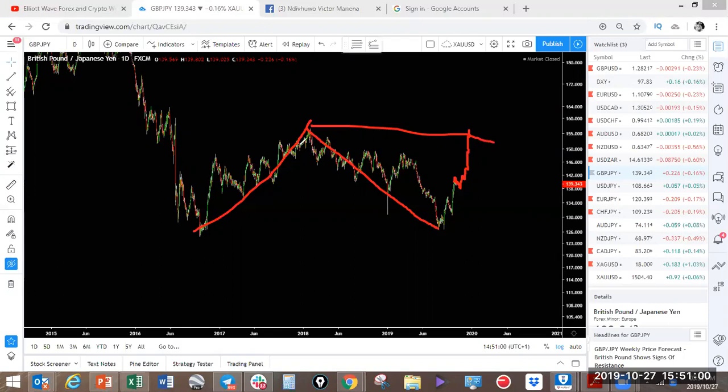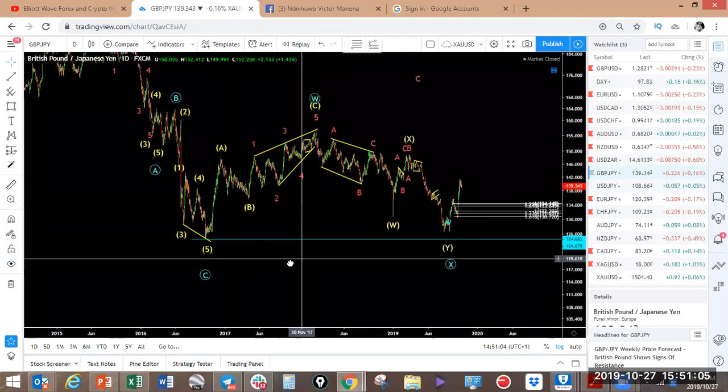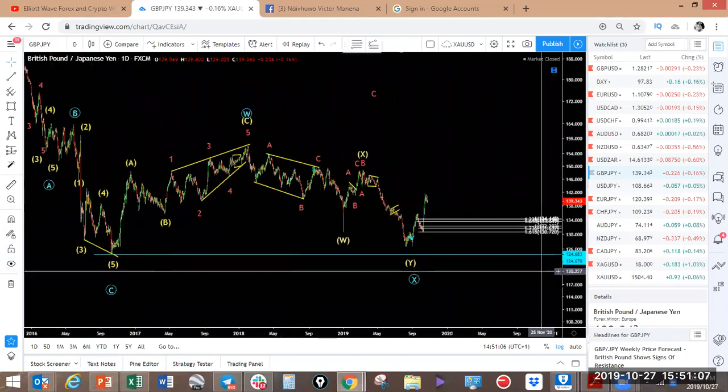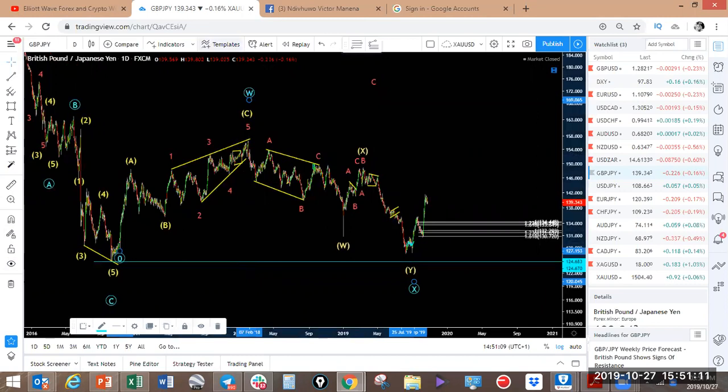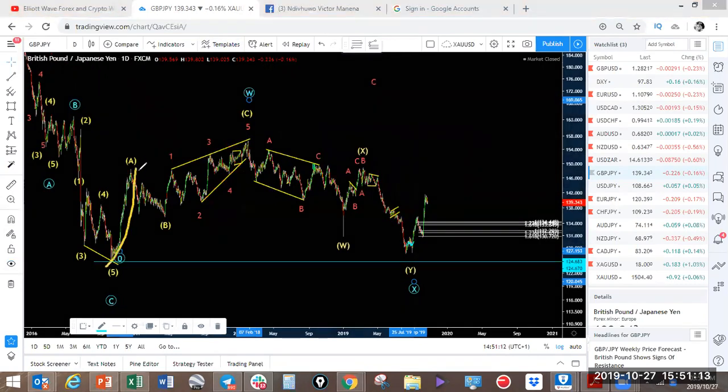So what do I mean by 3 up, 3 back here? If you look at this structure, you can go and study this. This is what I mean by 3 up. If you follow the yellow, you'll see the 3 waves: 1, 2, 3, 1, 2, 3. Now you're looking for this to the upside.